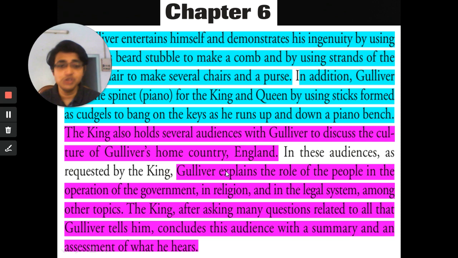So there he talks about how the English or the British administration operates, how the judiciary operates, how the executive, the administrative sector operates. The King, after asking many questions related to all that Gulliver tells him, concludes this audience with a summary and an assessment of what he hears. Finally, the King gives a conclusion by assessing the entire English governmental system.